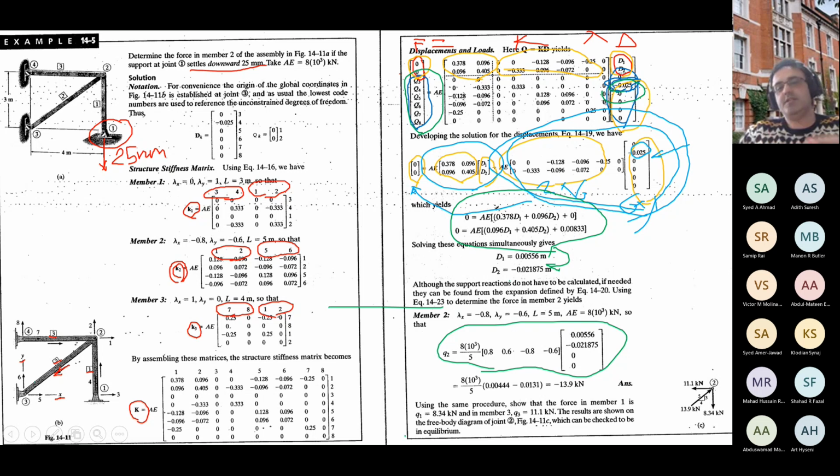Then we get the unknown deformations by solving the equation F equal to K delta. And then when we get the unknown deformations, we can calculate the support reactions by using those eliminated lines and columns. And then we can calculate the internal forces in each element. This is the whole story that we went through for different truss structures, but the algorithm and the sequence will be exactly the same for the beams and frame structures.